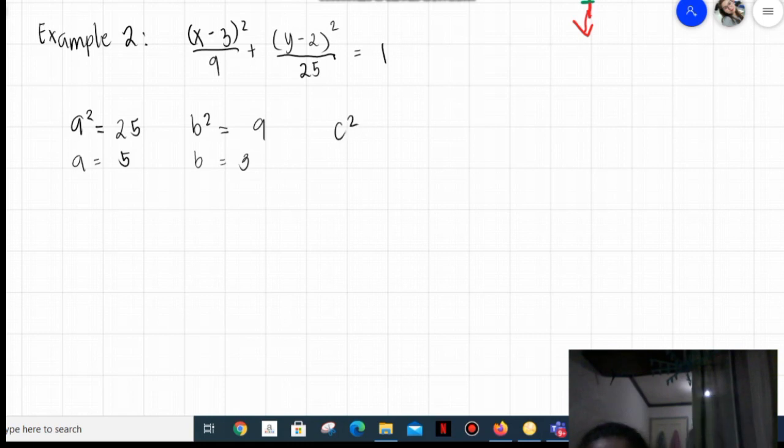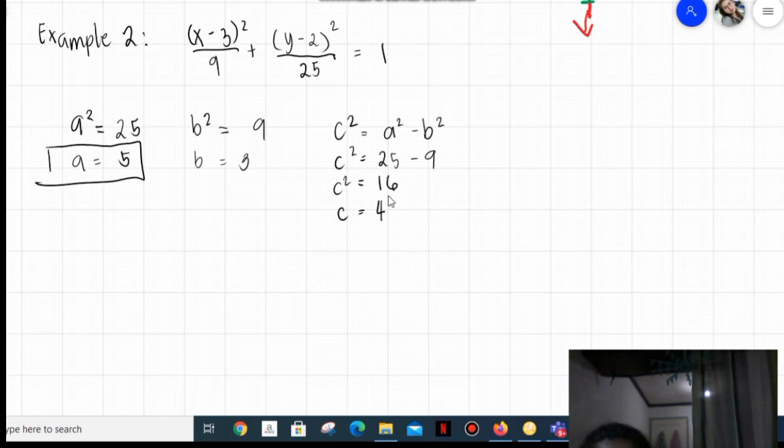So, para makuha naman si C, ang formula natin is C squared equals A squared minus B squared. So, A squared natin ay 25. And then, ang B squared natin ay 9. So, minus 9. We have 16. So, this is C squared pa to, diba? So, para makuha si C, square root ng 16 ay 4. So, again, ang ating A ay 5. Nakuha na natin. Ang B natin ay 3. Ang C natin ay 4.